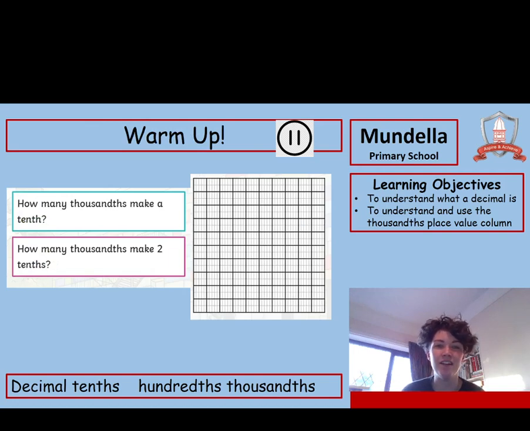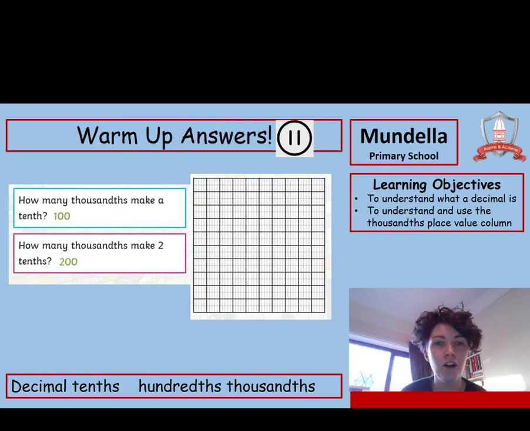Okay, so now we're going to look at how many thousandths make 1/10, and how many thousandths make 2/10. Pause the video to have a go. And the answer is 100. So 100 thousandths make 1/10. So 100 of those little squares make up one of those tenths. How many thousandths make up 2/10? Well, we double that, times it by 2, so it makes it 200. Very well done if you got that correct.